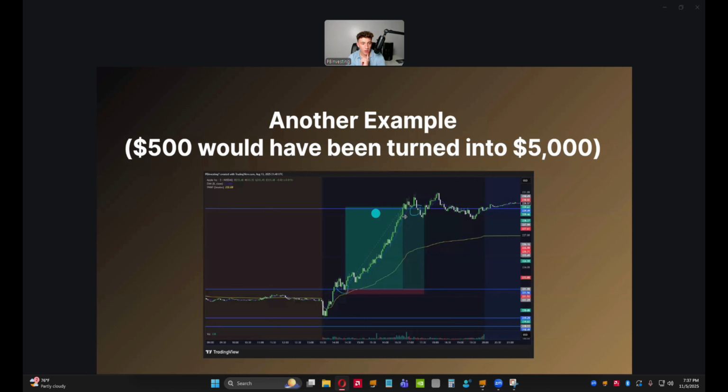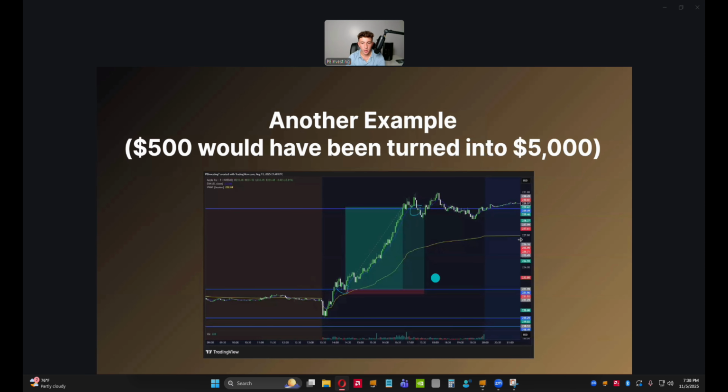And we're going to trim while it goes up. If you were to put $500 into this trade, your $500 would have been worth $5,500, and you only would have risked $100. That's a 1 to 50 risk to reward. Runners are like a couple contracts. So, say you have 10 contracts, then runners are like one or two contracts.